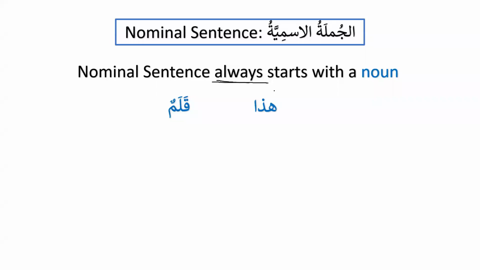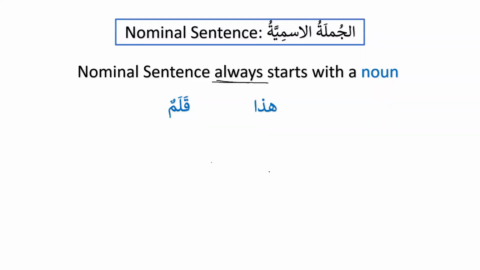So we put two nouns together, and what do we get? We get a complete sentence. For example, hada is a noun, qalamun is a noun. Now, hada qalamun: hada, this; qalamun, a pen. Is it a complete sentence? It doesn't make any sense. Hada, this, qalamun, a pen. So in English, we don't really get a complete meaning.